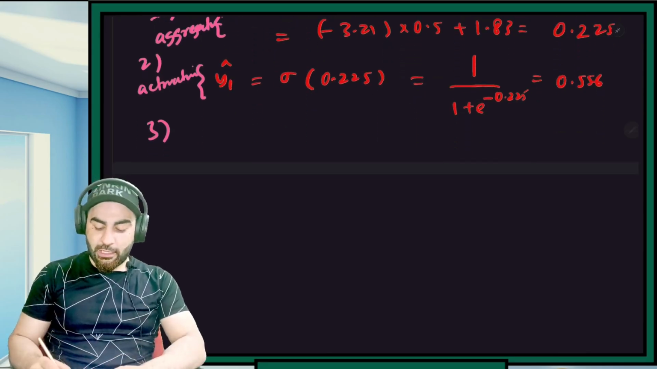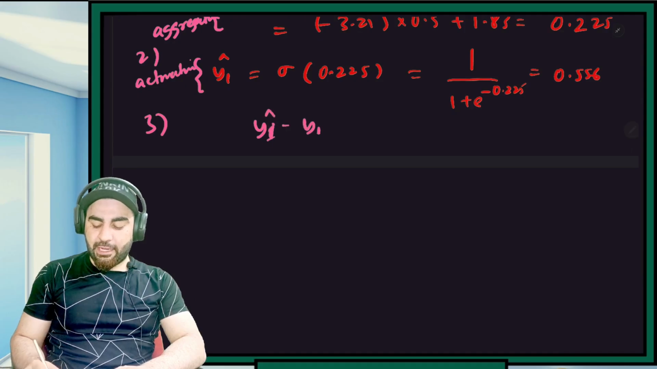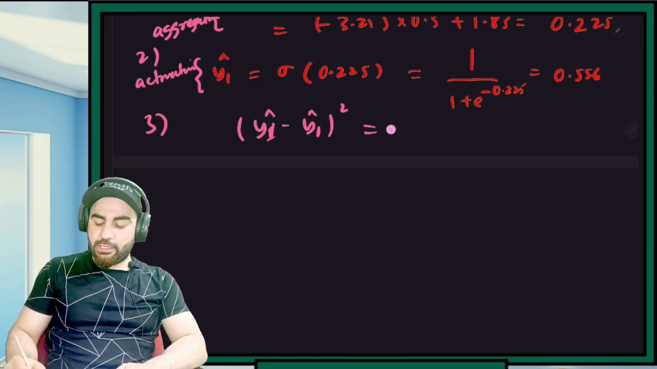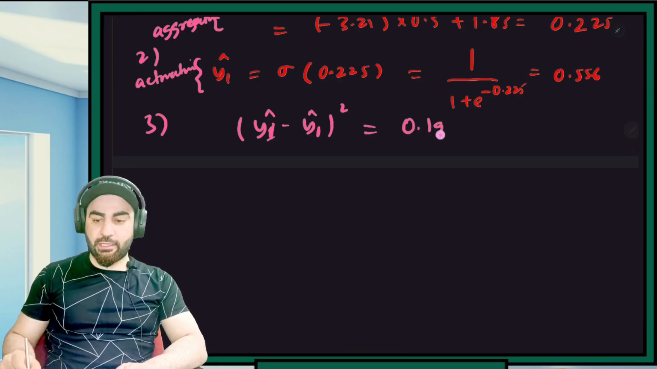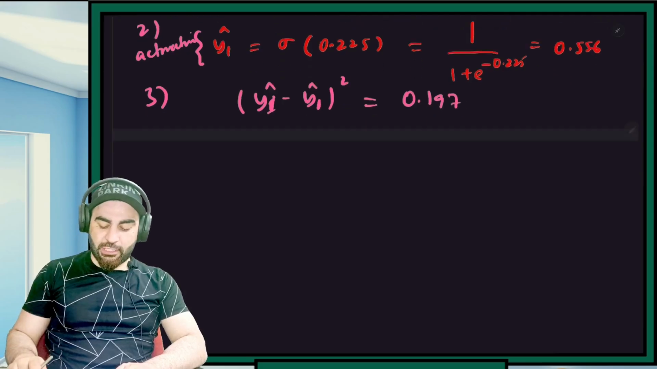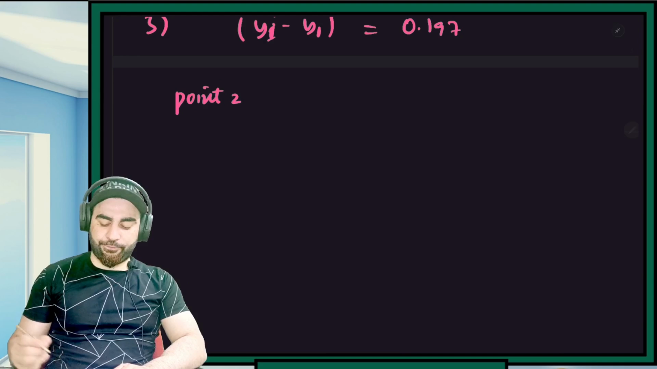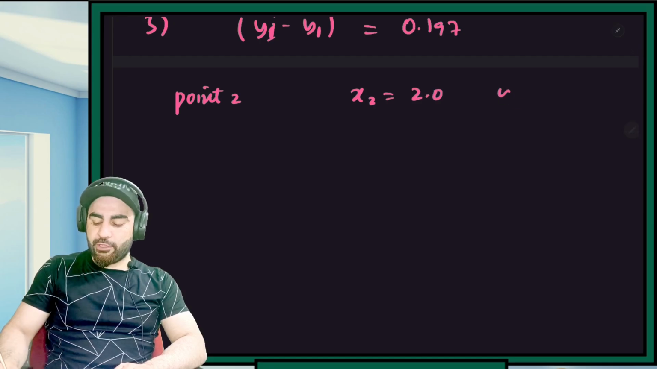How to compute loss? So loss is predicted y1 minus actual, and you have to square this, and then you will sum over all the points. So this is 0.19. When you take this value and the actual value, this is the loss, 0.197. So this is for point 1. Similarly, how to do it for point 2? For point 2, you know that x2 is equal to 2.0 and y is equal to 0.